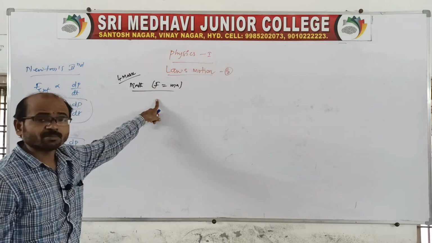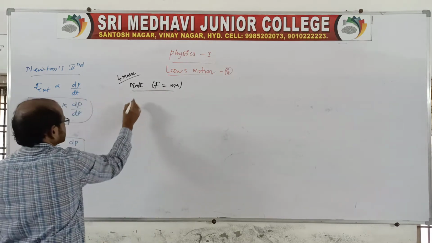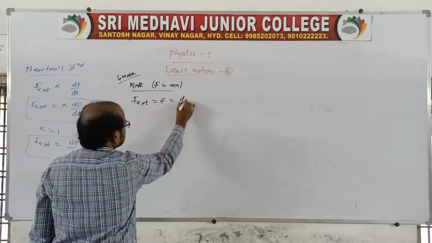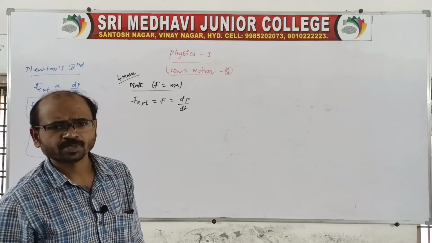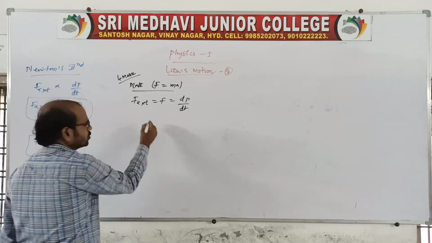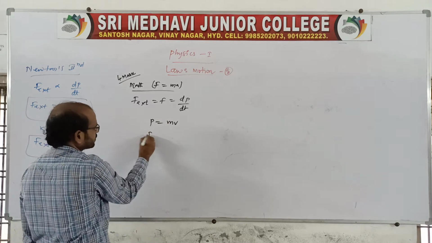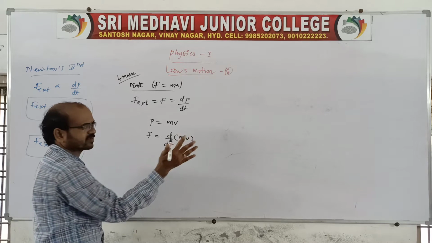Now we have to show the mathematical form of Newton's second law. Let us take the statement, that is, the external force F is equal to dp by dt. So dp by dt is nothing but the change in momentum, where p is the momentum, and p is equal to mv. Directly there you write F is equal to d by dt of m into v. Very simple, only 4-5 steps.